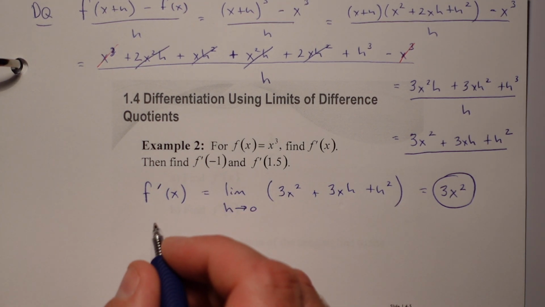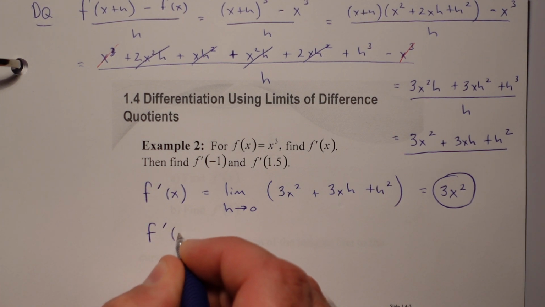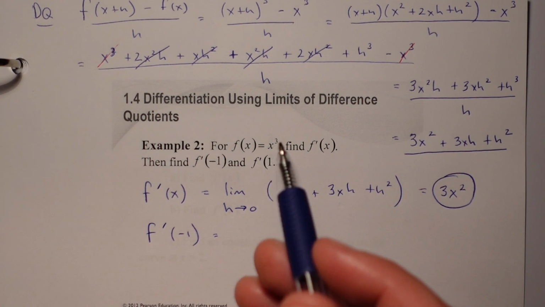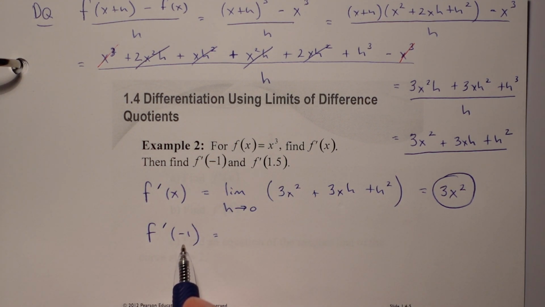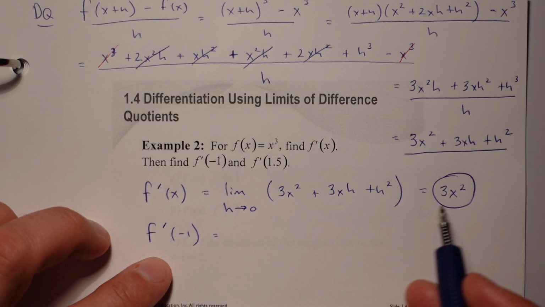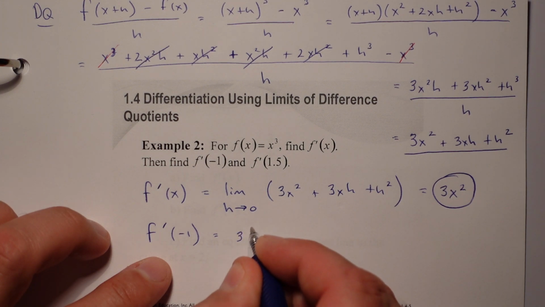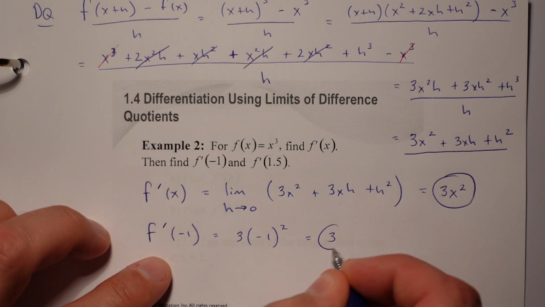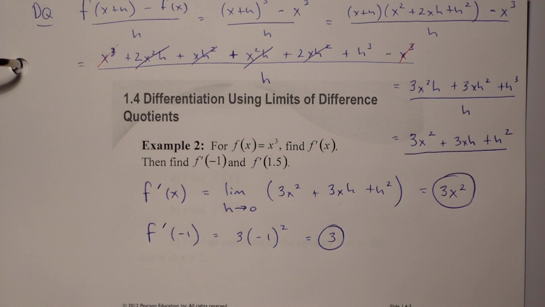So next they ask us to find f prime of -1. In other words, find the slope of this function at this location. And all we have to do to find that slope is take the x value and plug it into the derivative. So that's 3 times -1 squared. That's positive 3 for the slope.